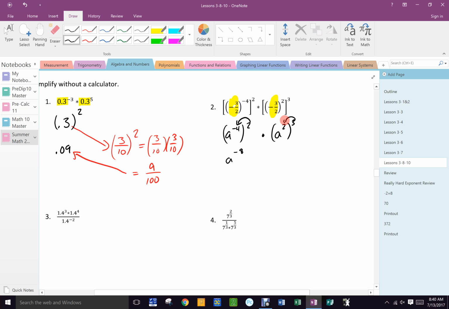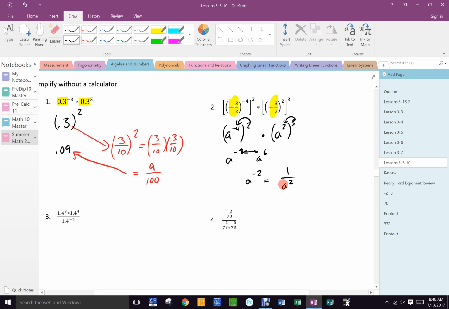What would you do there? So you'd have a to the 6th, yes? What would you do there? Add. So you'd have a to the negative 2, yeah? Which then would flip this over and it would become 1 over a squared, yes? Everyone agrees? Okay. So apply that to this situation.